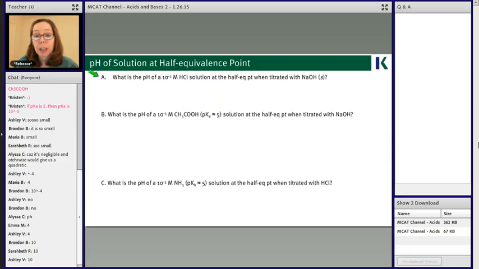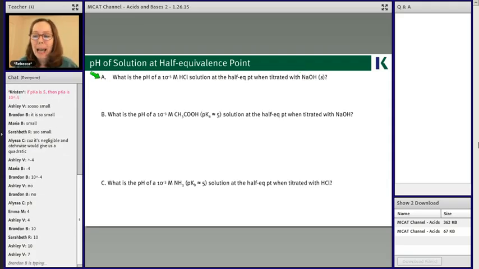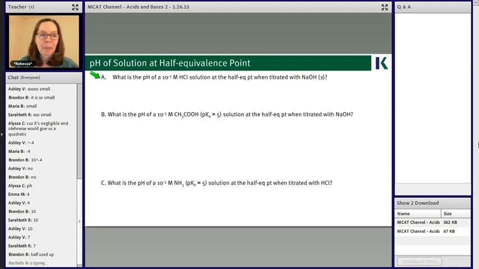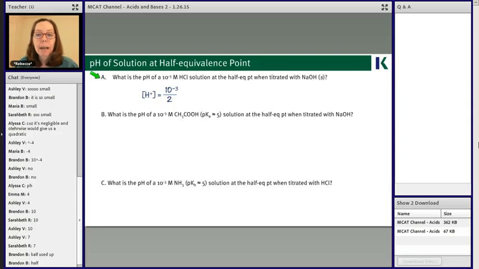Next, half equivalence point. What's the pH of a 10 to the negative 3rd solution at the half equivalent point with NaOH? Strong acid, strong base. So what do we know about our H plus concentration halfway through our titration? What's happened to that? Half used up. So it's going to now be 10 to the minus 3 over 2. Okay, that's not bad. That means it's 5 times 10 to the minus 4th.